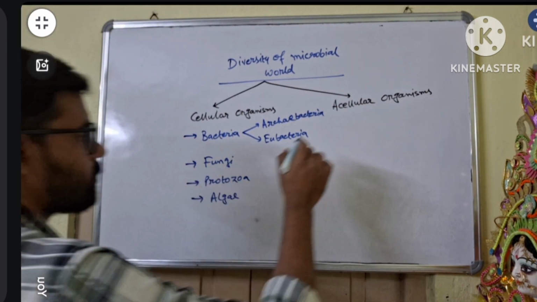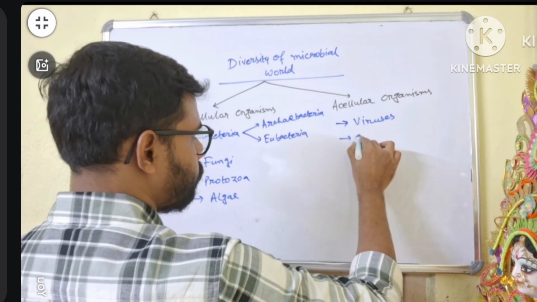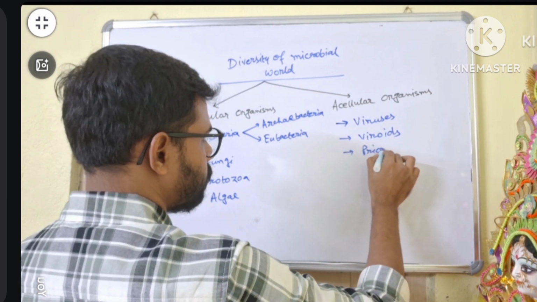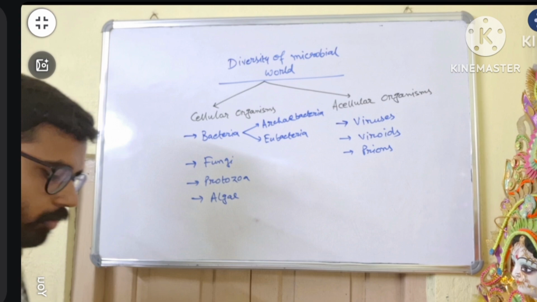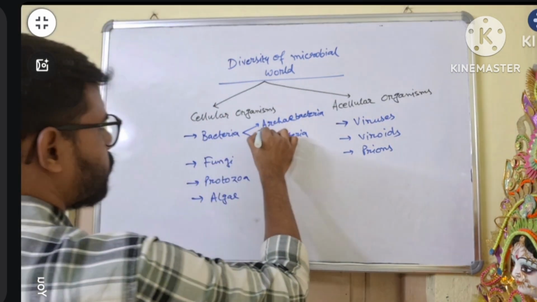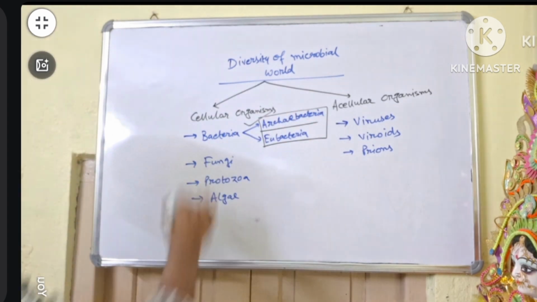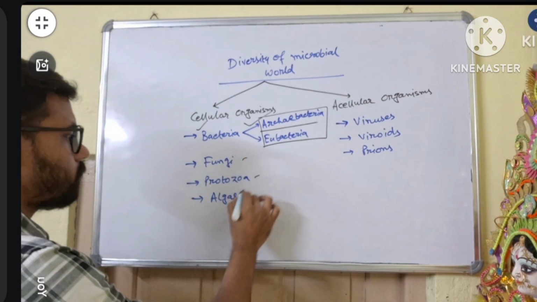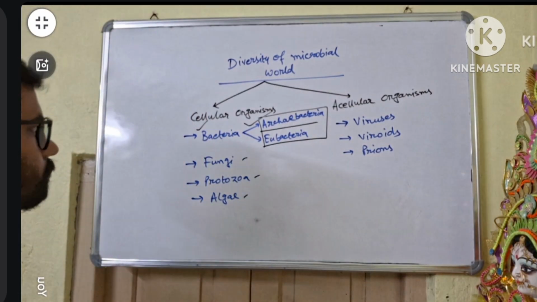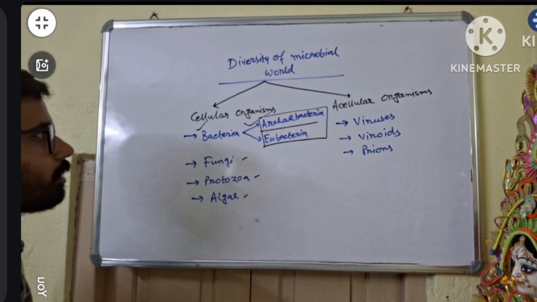But acellular organisms are viruses, viroids, and prions. These all are in the syllabus, unit 2 syllabus. So till now we covered, in last class we covered the Archaebacteria, Eubacteria in details. Fungi, protozoa, algae remain, we will cover in next classes. Fungi, protozoa, and algae. These are discussing lot on description.